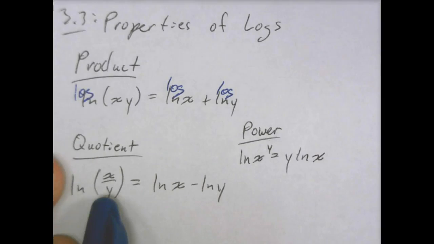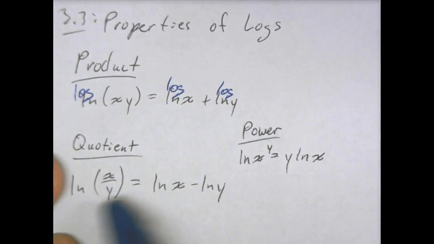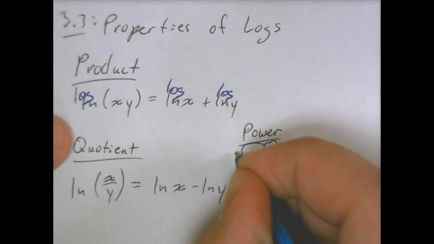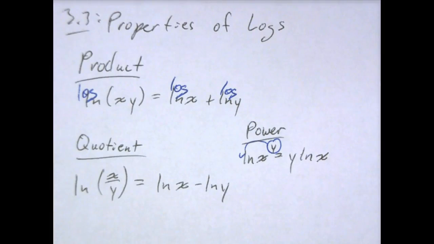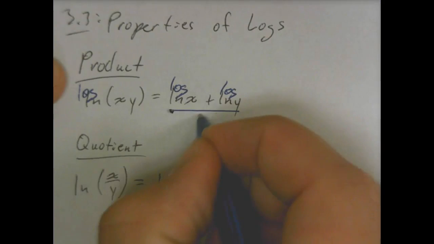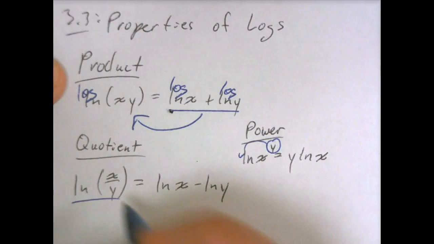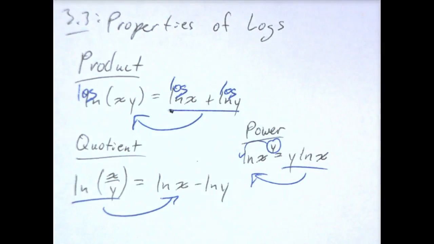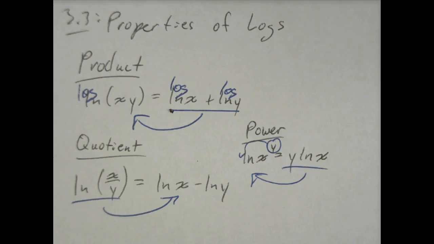Quotient is when you have division. Division turns into subtraction or vice versa. Power is when you have an exponent and you can take your exponent and bring it in front of your natural log or log. Remember, these can go either way. I can have this and get it into that form, or I can have this and get it into that form. You can go any way you want. Cool, so we're going to practice some.